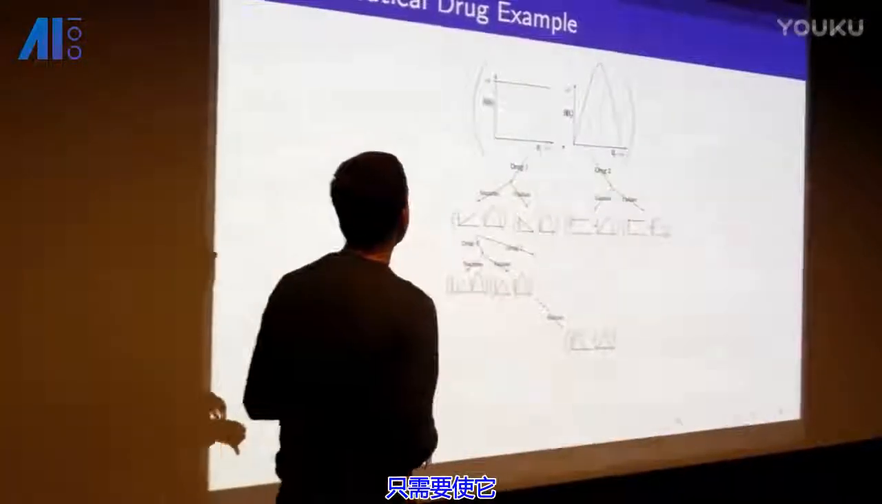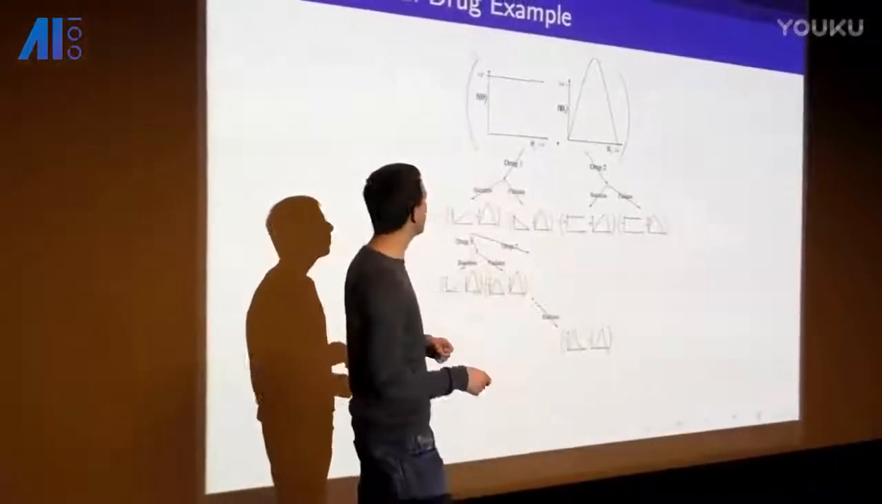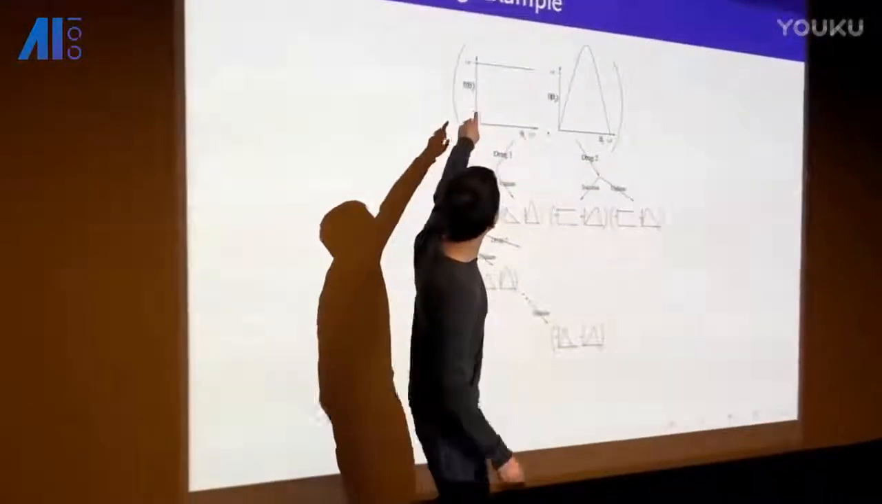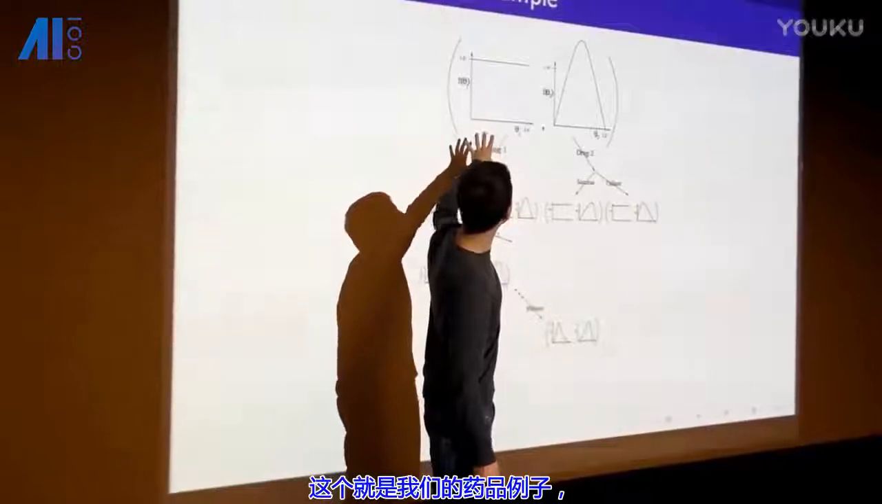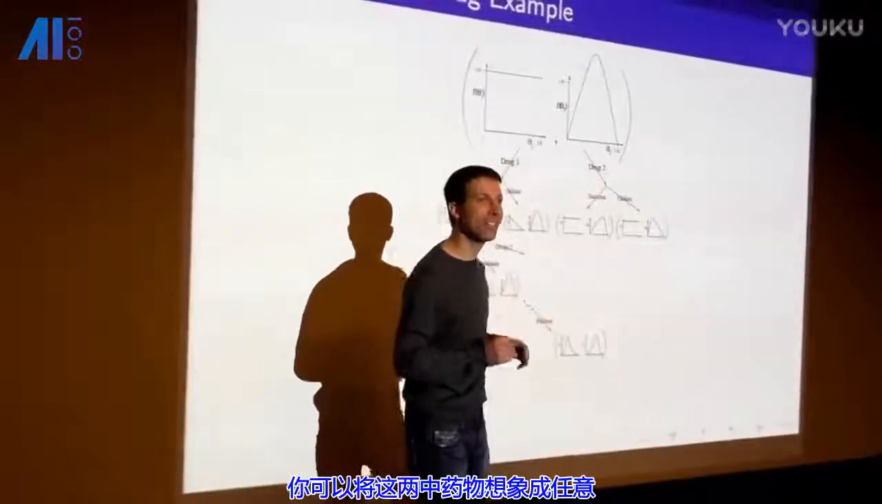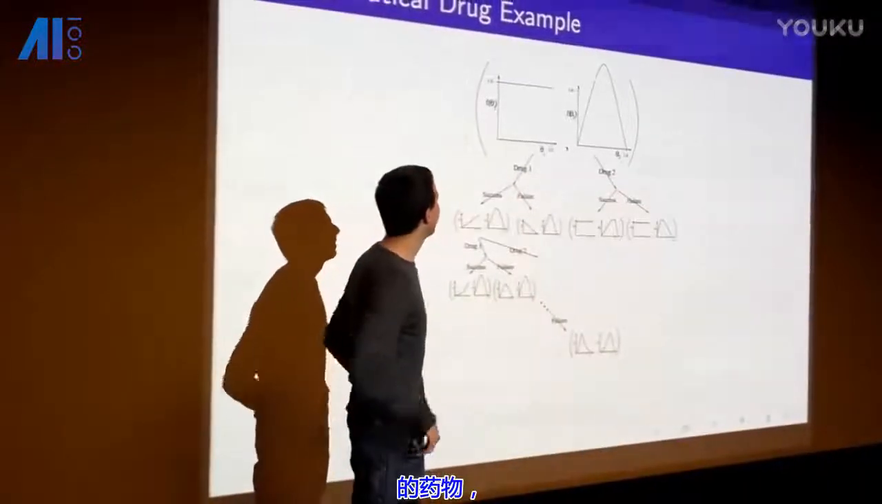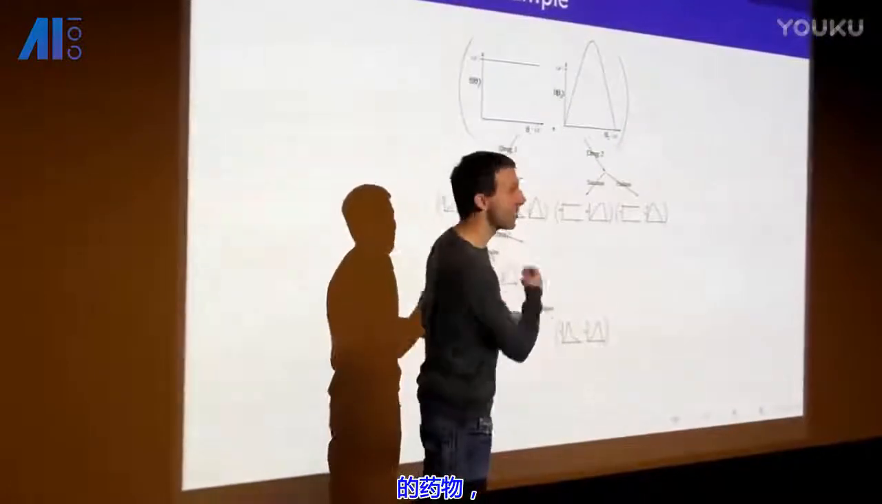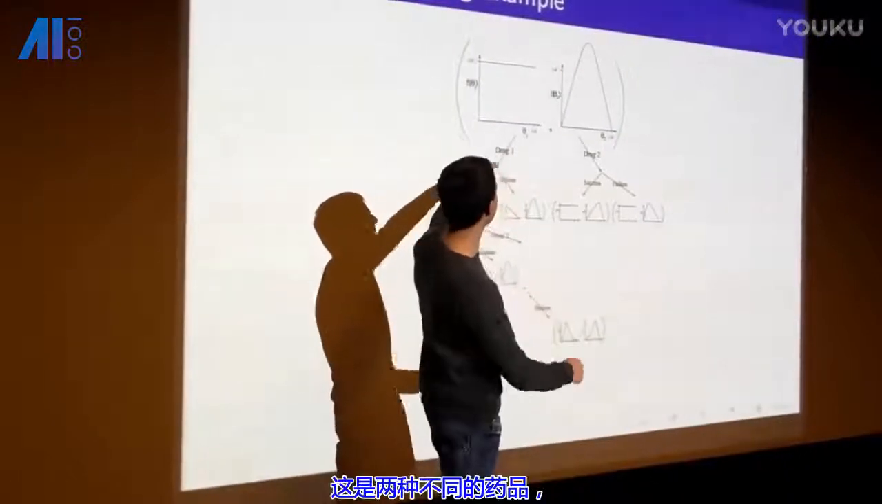So, just to make that concrete, you probably can't see this at all. It's very small and blurry, so I'll read it to you, or at least explain it. This is our drug example. We've got two different drugs that we're considering. This is the American sense of drug. We're not talking about heroin or something, though you can imagine it that way if you like. I'm going to think of it as a pharmaceutical drug.